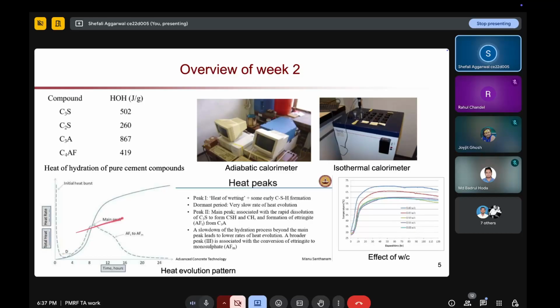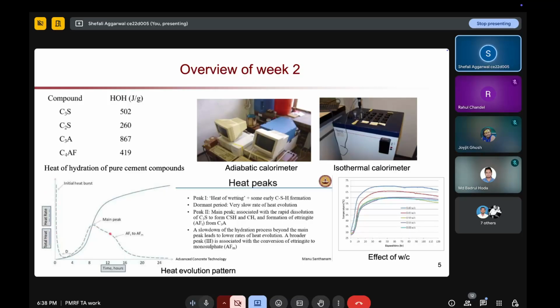Then we have a main peak where there is a rapid dissolution of C3S to form CSH and CH, and the formation of ettringite from C3A. Then a slowdown of the hydration process beyond the main peak leads to a lower rate of heat evolution. A broader peak is associated with the conversion of ettringite to monosulfate. Okay. Generally this is how a normal peak looks like.